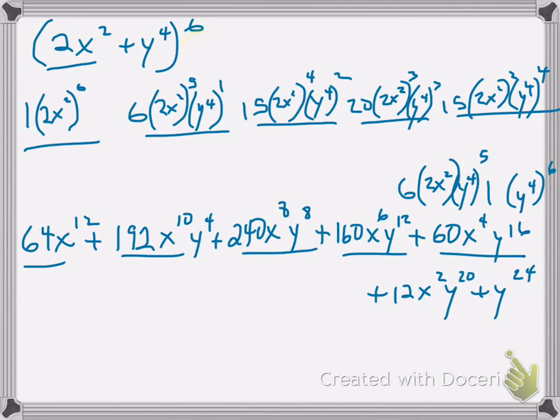There should still be some patterns that we can see, and if the pattern's off, then we probably did something incorrectly. What's the degree of each term? What's the degree of the first term? The degree is 12. What's the degree of the next term? 14, 16, 18, 20, 22, 24.